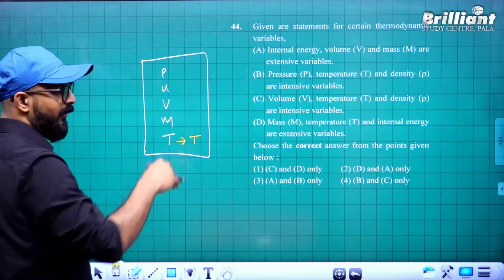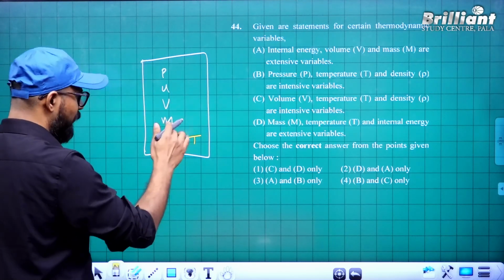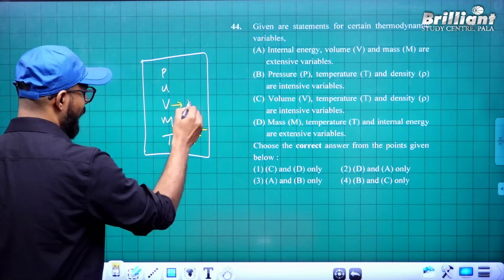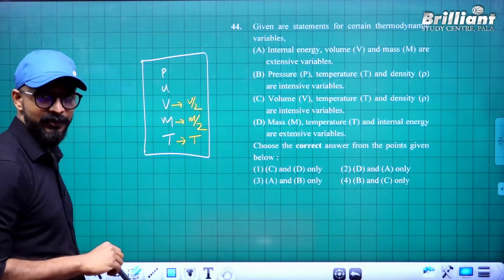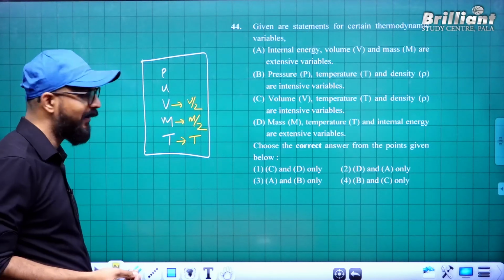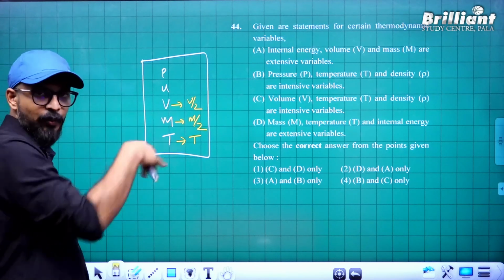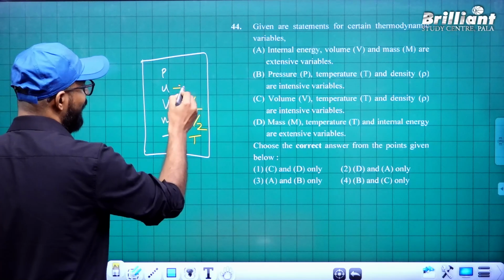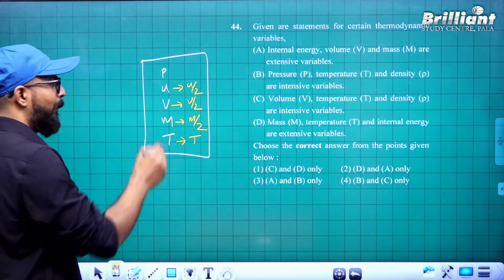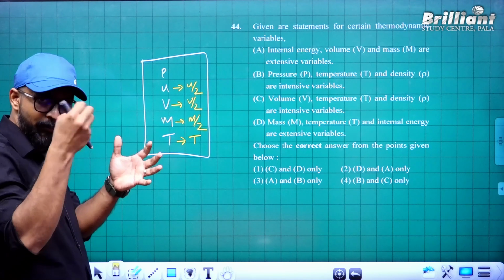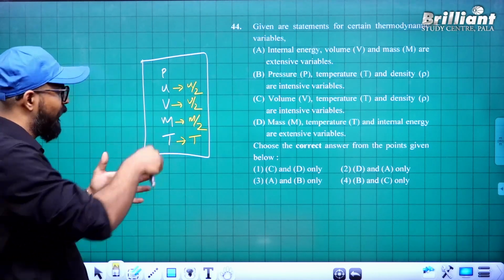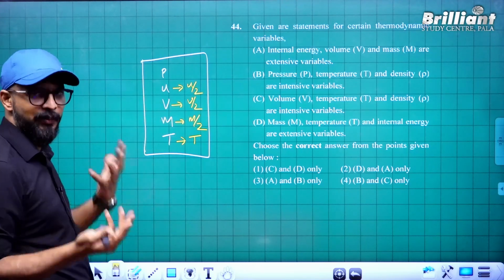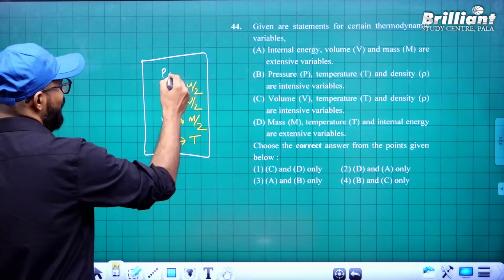If I cut the entire system into 2, you will see the mass will become half. Volume will also become half. What about the internal energy? It's the sum total of all the energies over there, right? So if I cut it into half, half of the molecules are gone. So half of its internal energy is also gone. So internal energy also will become half. The pressure of the gas is the force exerted by the molecules with the container. Clear? If I take only half of it, you will see the pressure would just remain the same in both the containers. Clear? So that will remain same.